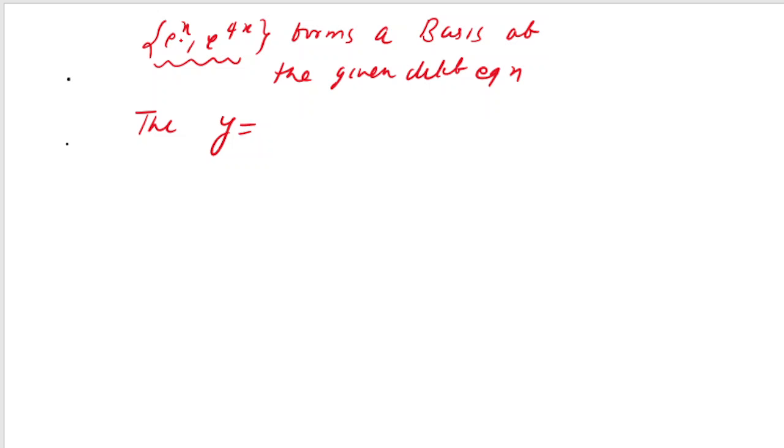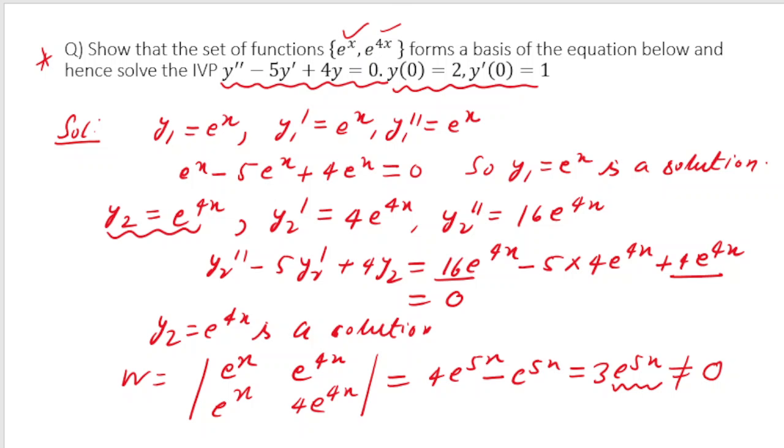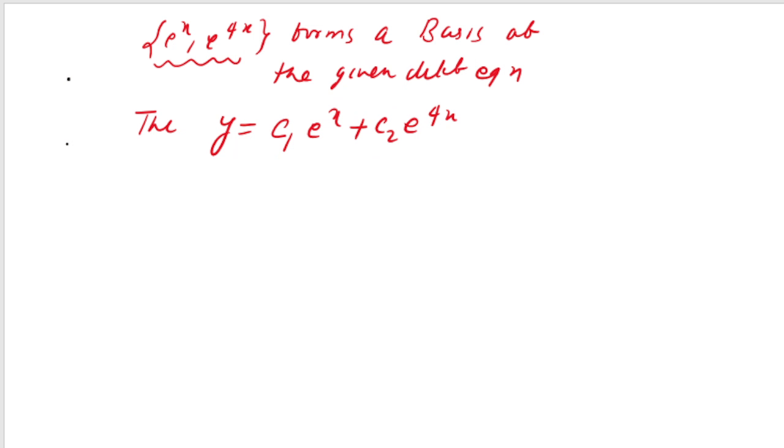So if we have the basis solutions as e to the power x and e to the power 4x, the general solution will be c1 e to the power x plus c2 e to the power 4x. And you need to also remember this, that whenever we are solving a differential equation of second order, its general solution should contain two arbitrary constants c1 and c2. So how did I get this solution? I got this solution by writing a linear combination with the help of the basis solutions.